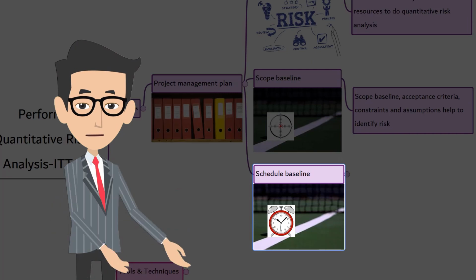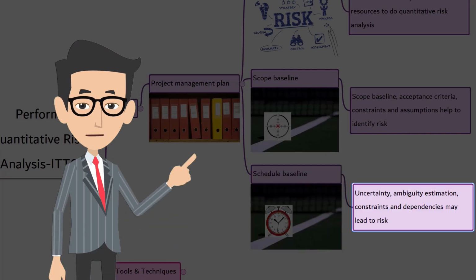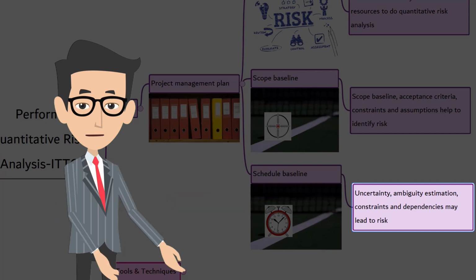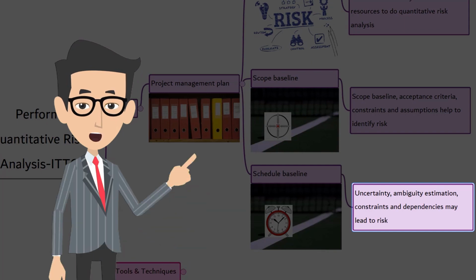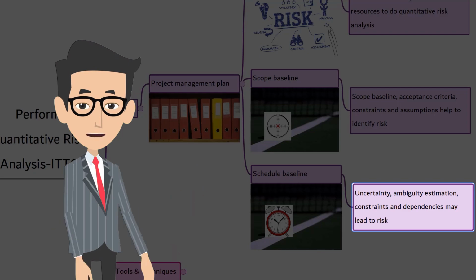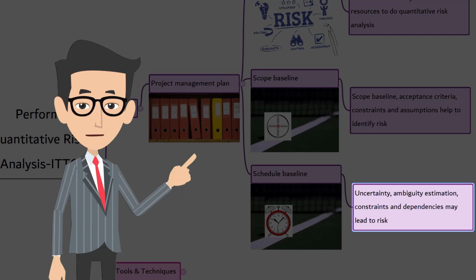Schedule baseline. The schedule baseline contains project estimations that are uncertain or ambiguous. Those estimations may help to identify project risk. Imposed schedule constraints, dependencies between activities, and lack of clarity regarding milestone dates or estimates are the indicators of a risk. All these risks need to be quantitatively analyzed.